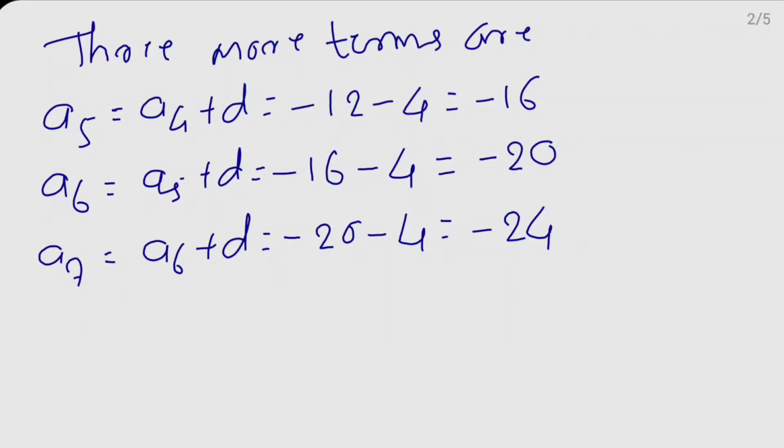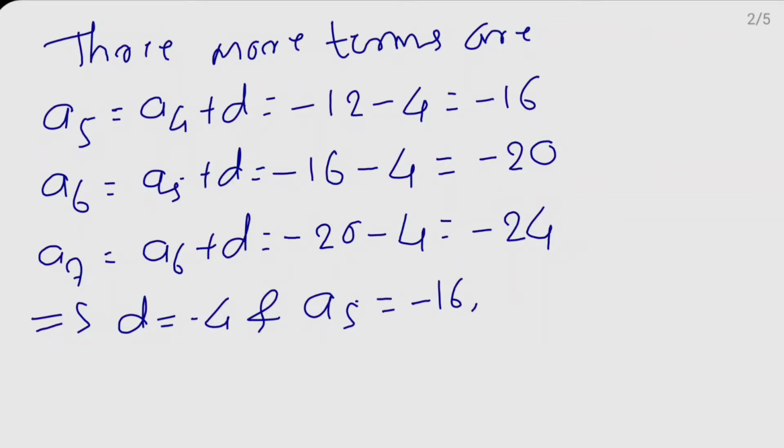So write down here: D is minus 4 and A5 is minus 16, A6 is minus 20, A7 is minus 24. Is it clear? So look at the next problem.